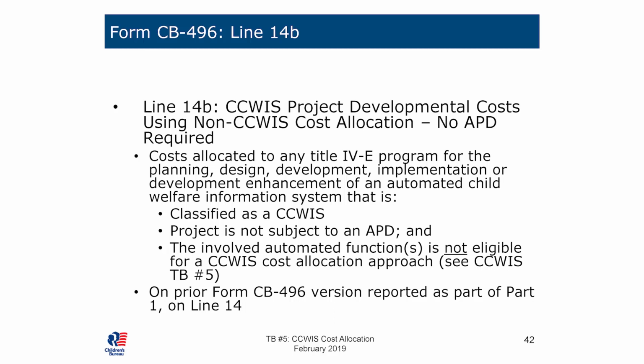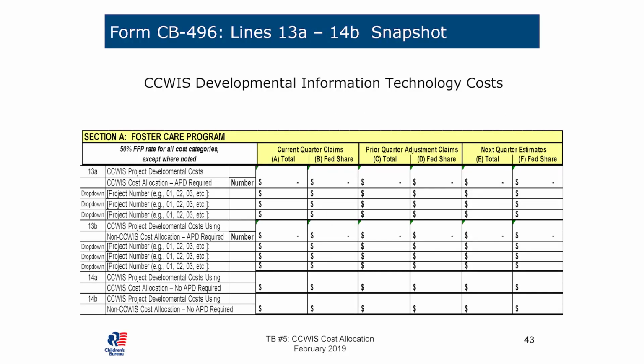Next slide, please. Here's the snapshot of lines 13A and B and 14A and B. And you notice the stark difference. 13A and B have the drop-downs for project number reporting, whereas 14A and B do not have any drop-downs. And that basically is the difference between those particular lines. Can we move to the next slide, please?